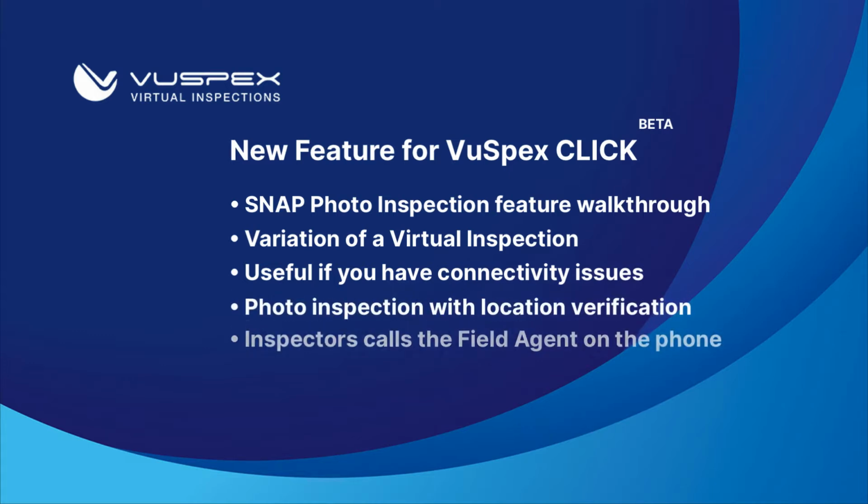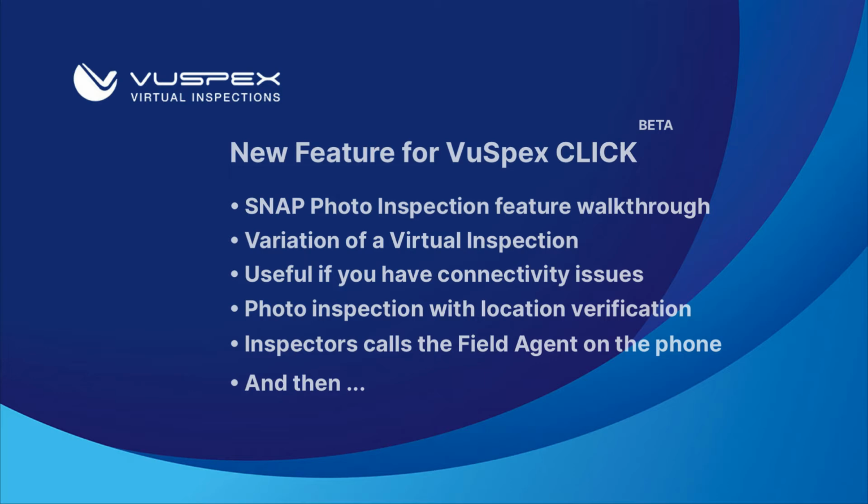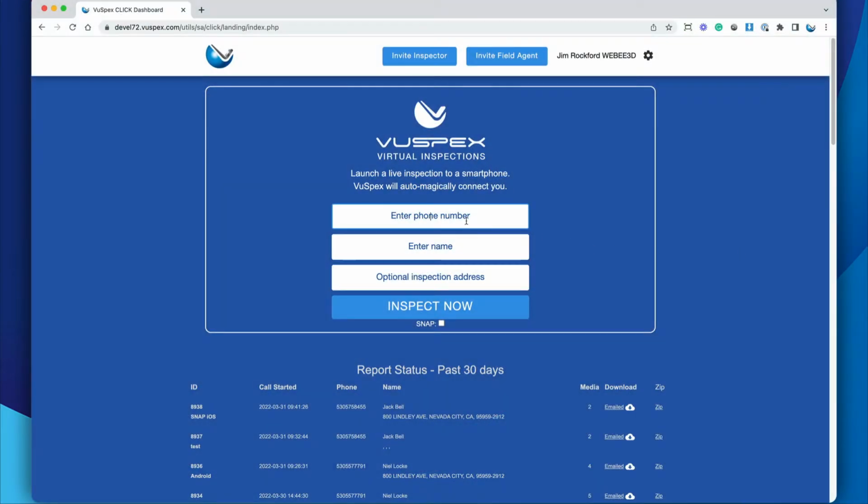The idea is the inspector can call the person at the job site on their phone, just using their phone normally. And then as they're talking to them, they could send them a text message invite. So I'm going to go ahead and type in my phone number here, and it's going to auto-populate my name. And I'm going to type in the address at the site that's being inspected.